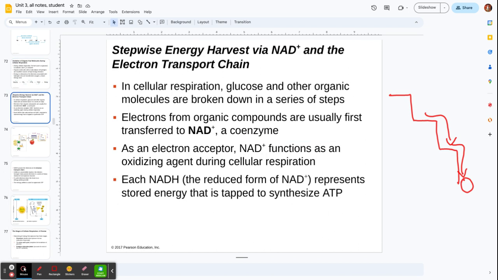In cell respiration, glucose as well as other food molecules are going to be broken down in a series of reactions. So it really is a stepwise transfer of energy. Those things happen in a stepwise fashion. Got a little bit of energy released, a little bit more.